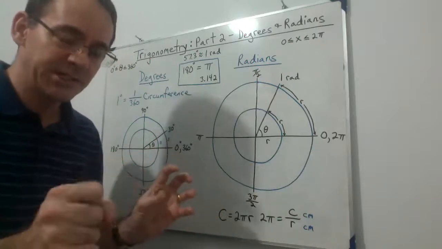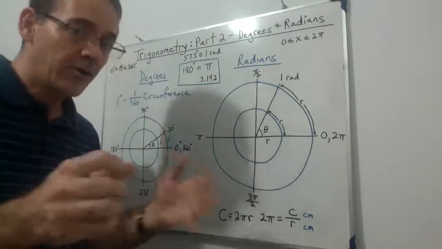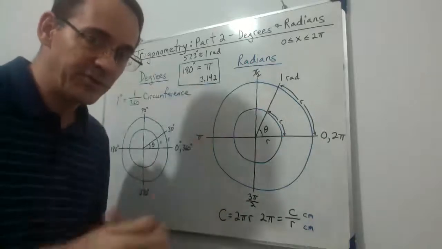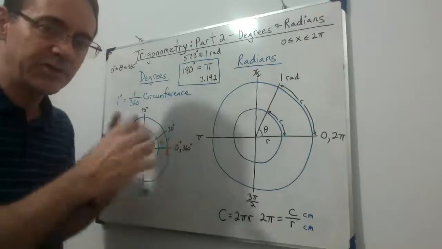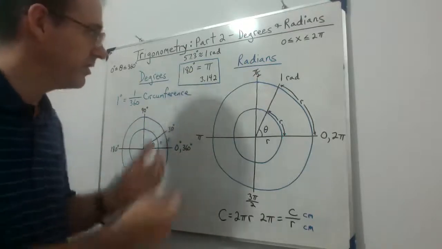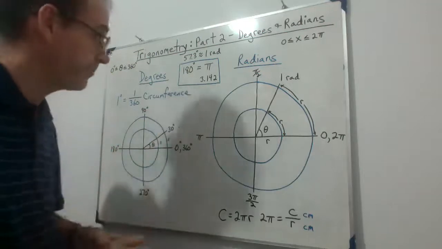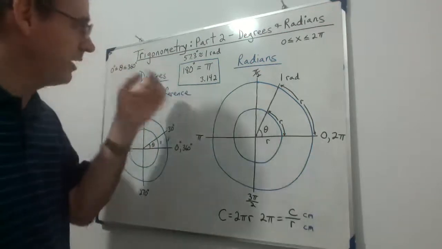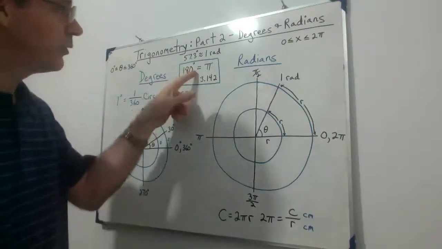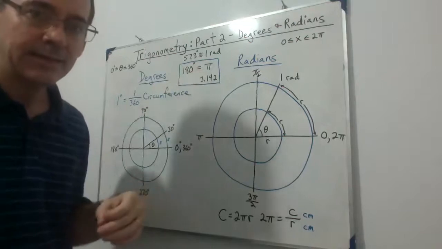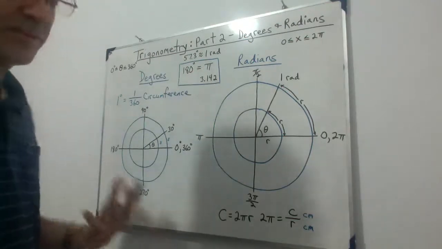So that's your bridge. However many inches, multiply it by 2.54, or however many centimeters, divide it by 2.54, and that's how many inches you have. So you can go back and forth between the two units if you want to. This is the bridge that you cross over to get from one to the other. So the bridge that we use is 180 degrees is equal to pi radians. Now, that's the bridge that we use.